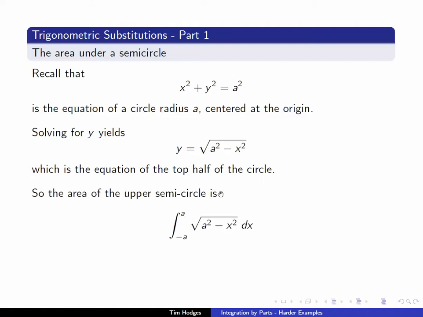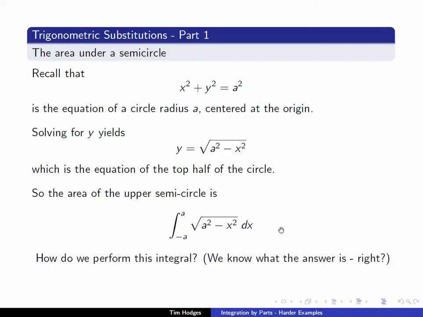So the area of the upper semicircle in this situation is the integral from minus a to a of root a squared minus x squared. These are the points where the circle crosses the x-axis. So the question we're going to address now is how do we do this integral using the techniques that we've learned and some new techniques. Of course, we know what the answer is. It's going to be half the area of a circle of radius a, so it should be pi a squared over 2. Let's see how to get to that number.